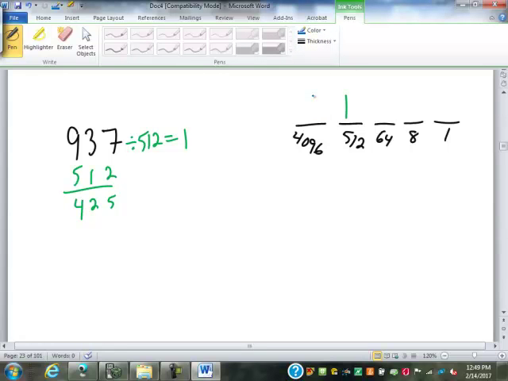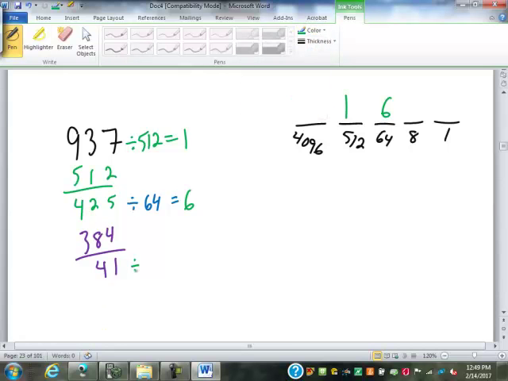What are we going to do next? Divide by 64. Very good. So it goes in there, it looks like 6 times. 6 times 64 is 384. These are 41.